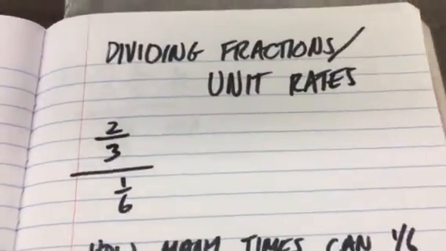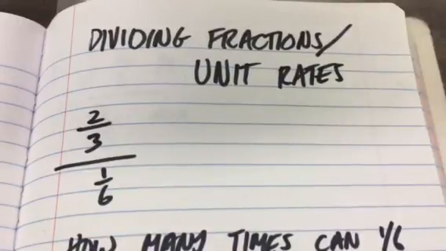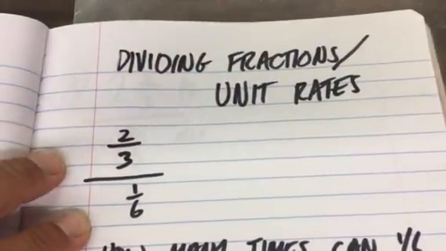I've noticed that we've got some kids in the 7th grade doing some fraction division, which we can also think of as unit rates. So here's a quick example: 2/3 divided by 1/6.